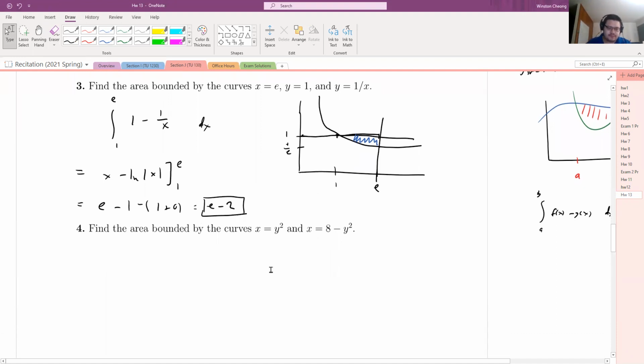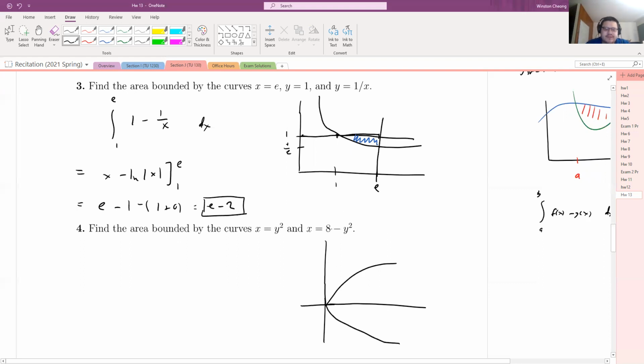So for 4 we have to draw things sideways, since our perspective is now focused on doing things with respect to the y-axis. So the curve given by x equals y squared. That's the standard parabola, but sideways. So you can just sketch that.